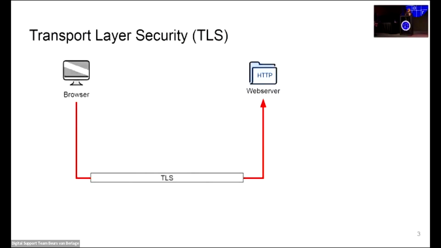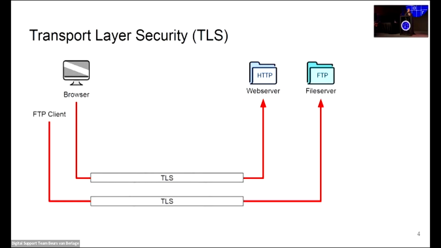TLS is the most important protocol to provide confidentiality, integrity, and authenticity for server applications on the internet. Here's an example, a web server and a browser. And it is also used to protect other legacy protocols, such as file servers with FTP and email servers with POP3, IMAP, SMTP, and other protocols.